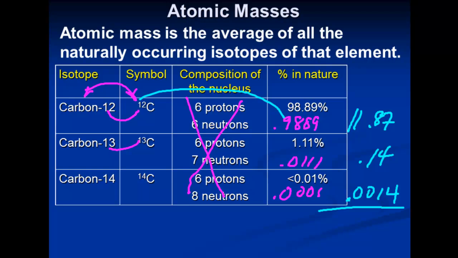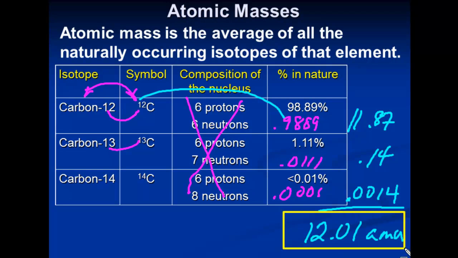Add those 3 numbers up, and you get 12.01 atomic mass units. And again, check out your periodic table, and you should see an answer of 12.01 atomic mass units. Now, for this assignment, you do need to show your work. It is on paper to make it a little bit easier for you to do the math.